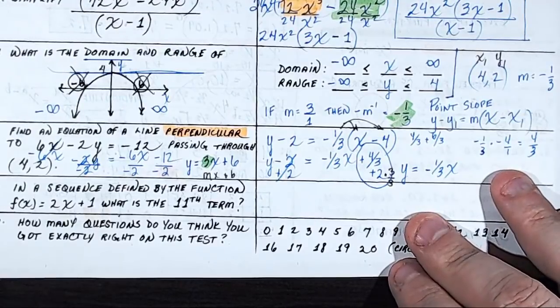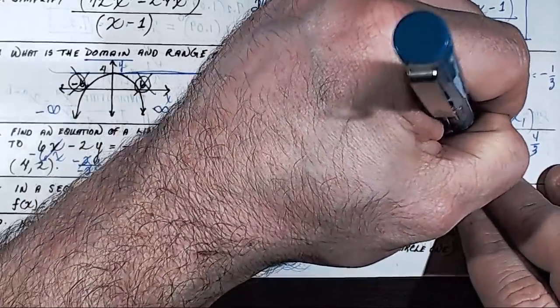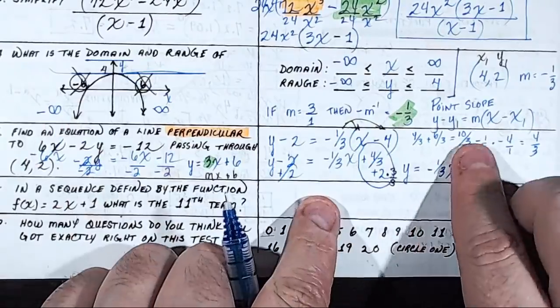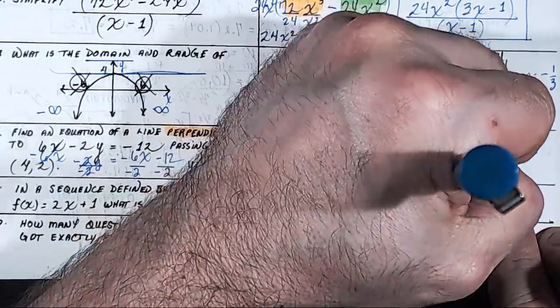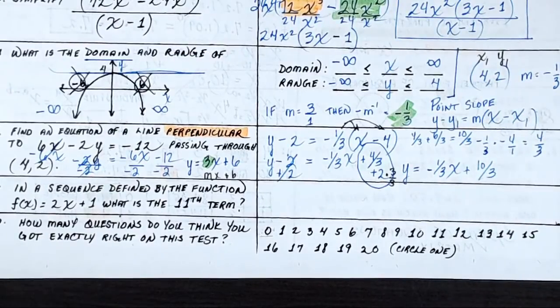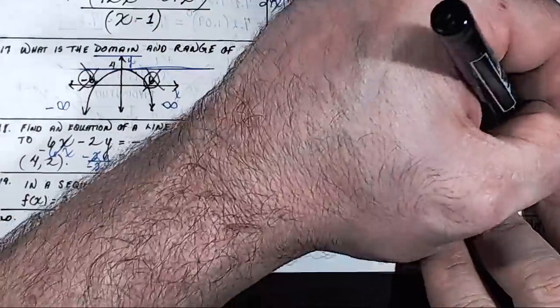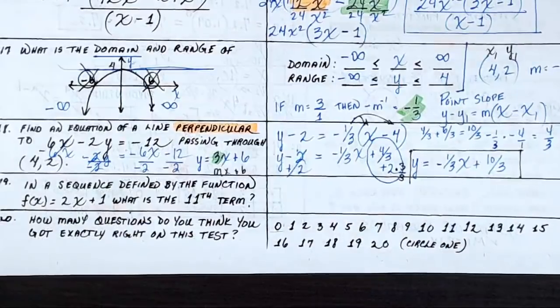It's a little side work. 4/3 plus 6/3, common denominators, you can add the numerators. 4/3 plus 6/3 equals 4 plus 6 over 3. That's 10/3. So you can bring that down. y equals negative 1/3 x plus 10/3. That is the equation of the perpendicular line passing through (4, 2).